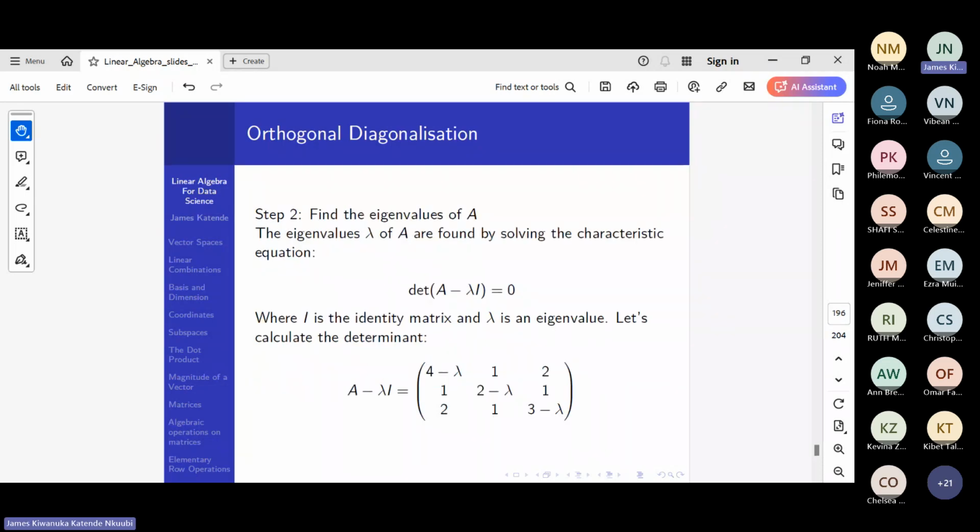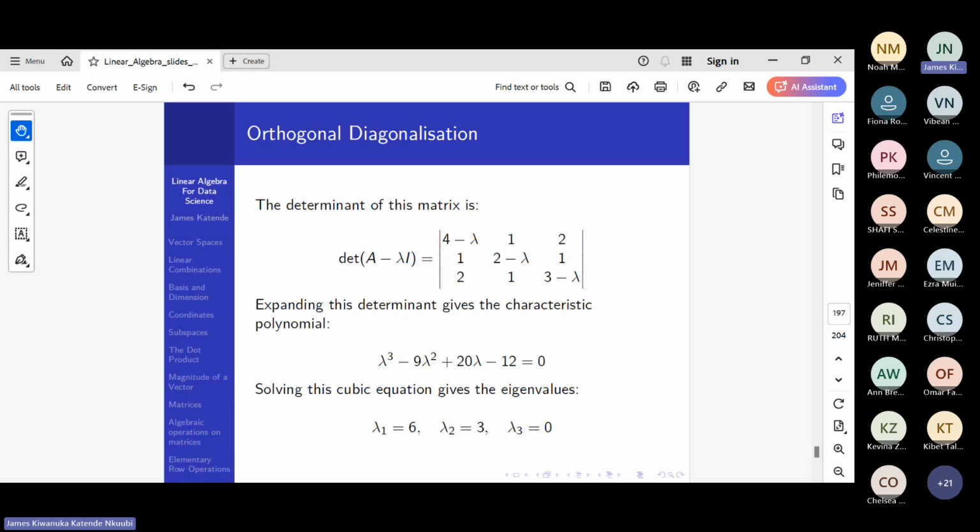So the first thing to do is to find the eigenvalues of the matrix A. Remember, you have to compute the determinant of this expression, A minus lambda times the identity matrix of the same size as A. So this matrix is what we have. A minus lambda I is equal to this matrix. Now we need to compute the determinant of this matrix to get the characteristic polynomial. If you work it out, you get a polynomial of degree 3.